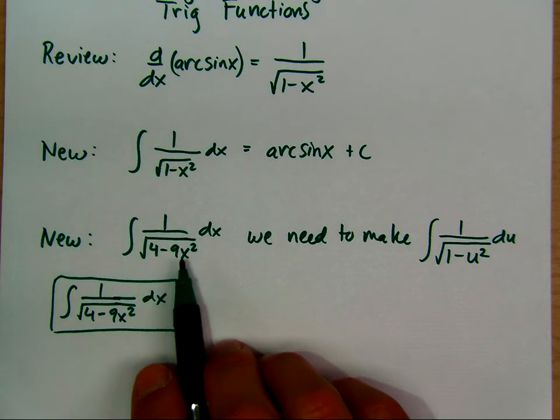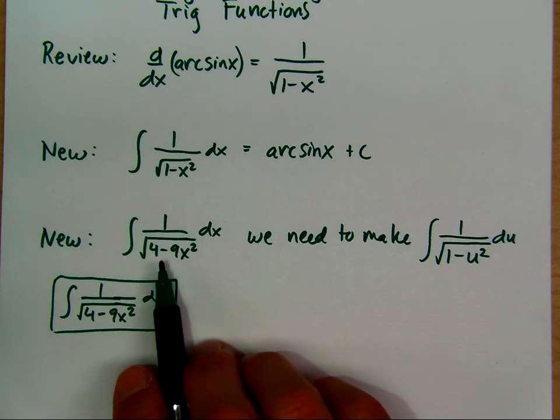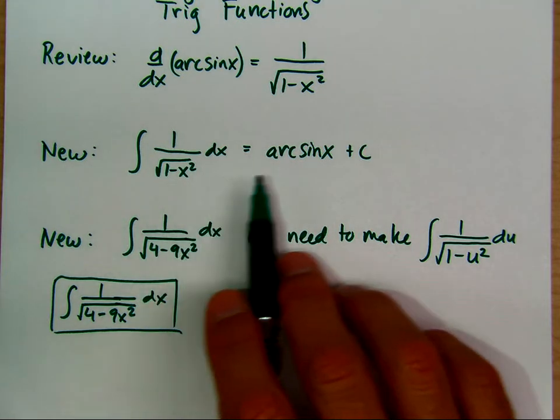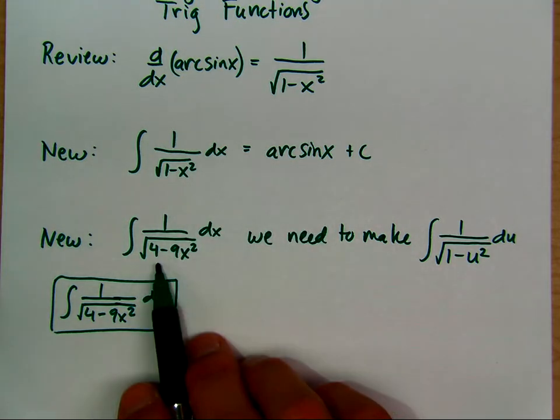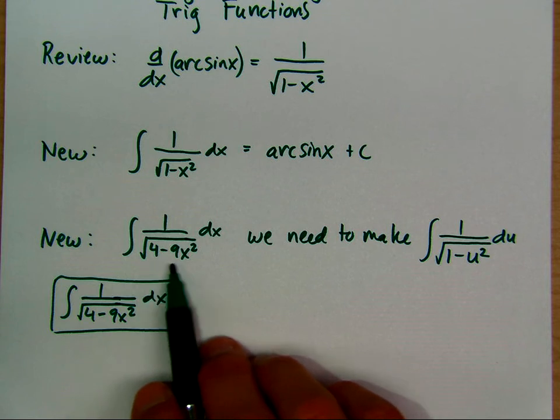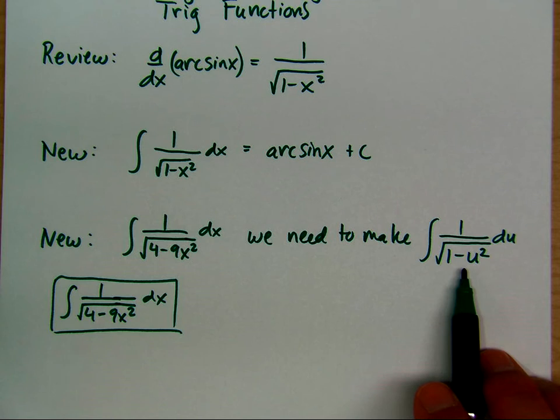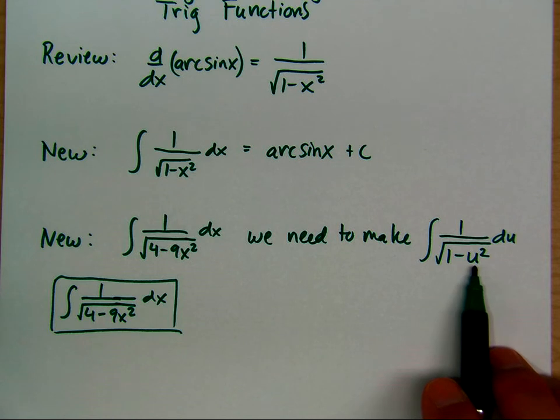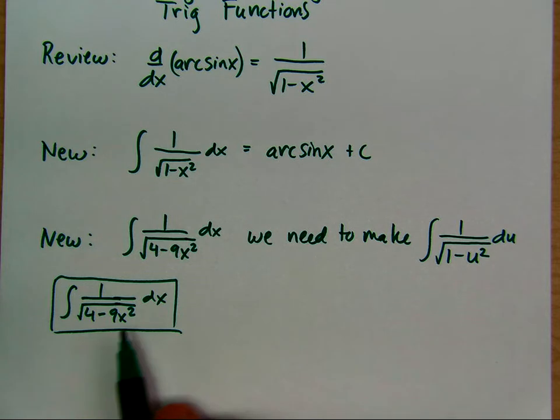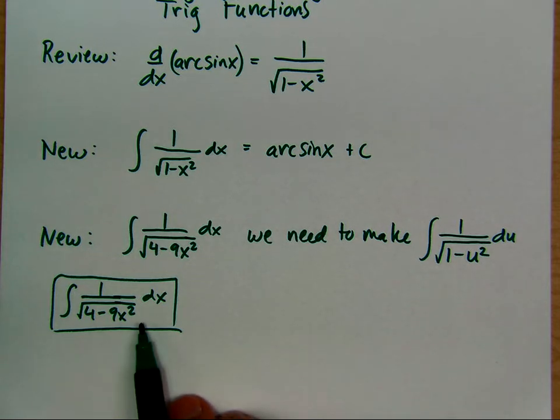And here's our strategy. If we identify that this looks like this, then we know we're trying to get arcsine, but we just have to do some factoring and substitution. So our goal is to make this look like that, and now we'll have something more than just an x here. It'll be a function of x. So let's do this integral.